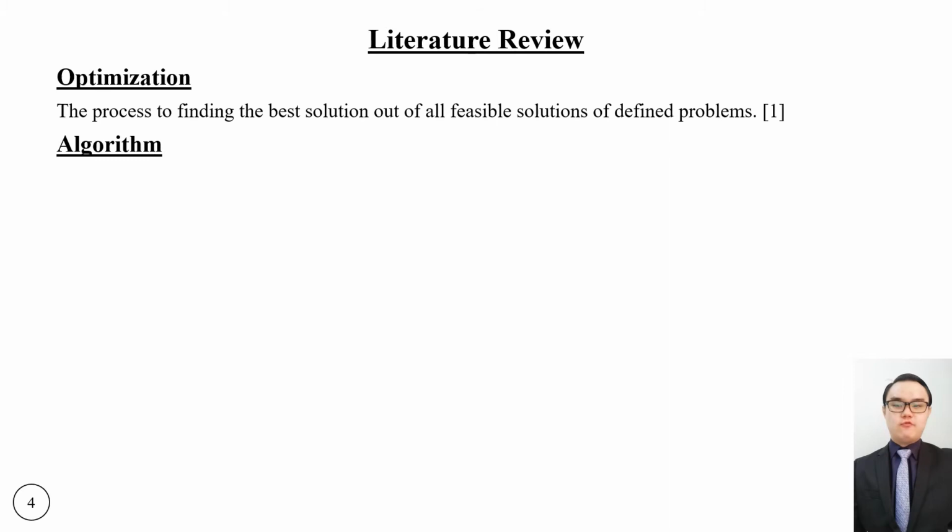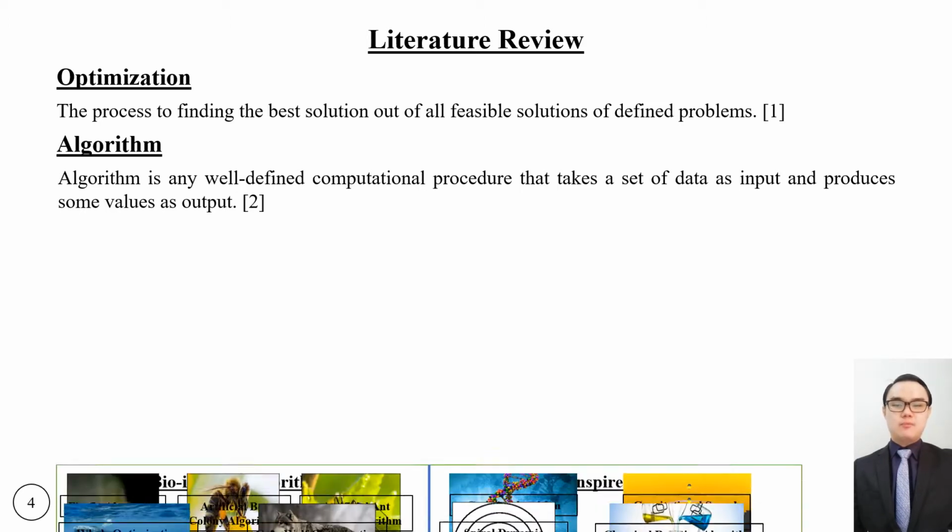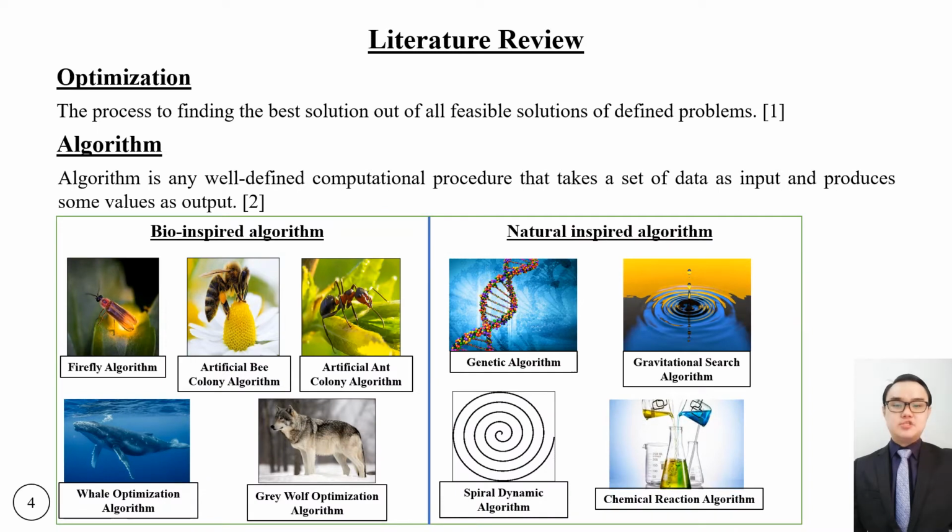So, what is optimization and what is an algorithm? Optimization is a process of finding the best solution out of all feasible solutions of a defined problem, whereas an algorithm is a well-defined computational procedure that takes a set of data as input and produces some value as output. Basically, the optimization algorithm is the algorithm to solve the optimization problem. There are many optimization algorithms in this world. The optimization algorithm that I choose to be used in this project is the ABC optimization algorithm.